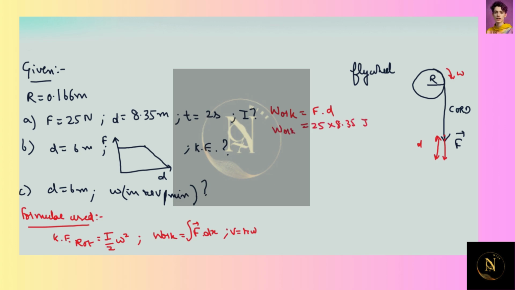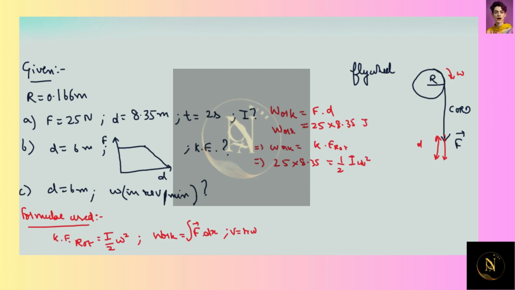Now this work done has been converted into rotational kinetic energy. There is no other kinetic energy, and we have conservation of energy. So work done equals rotational kinetic energy: 25 times 8.35 equals half I omega square. We need to find I, but we don't know omega.